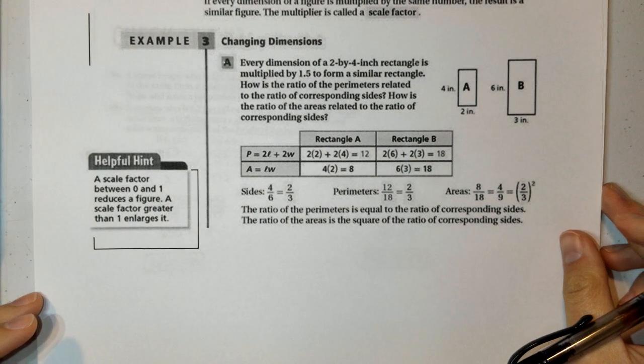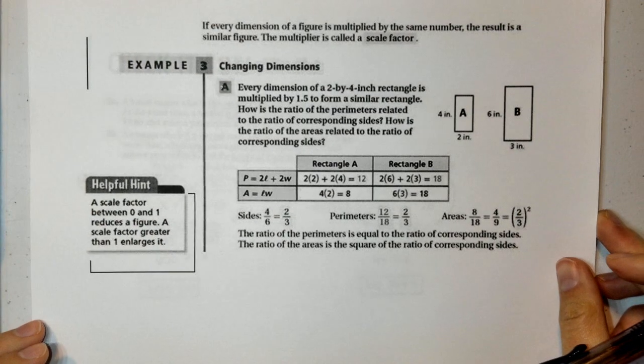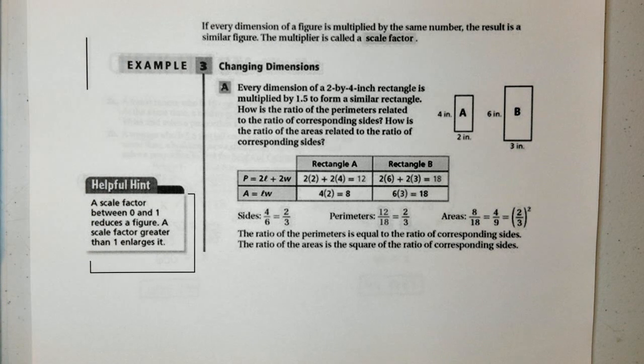All right, looking at example 3. So here, if every dimension of a figure is multiplied by the same number, the result is a similar figure. This multiplier is called a scale factor. So if we're scaling something by 2, it means we're multiplying everything by 2. If we're scaling it by 1/2, that means we're multiplying by 1/2 or dividing by 2 to make it smaller.